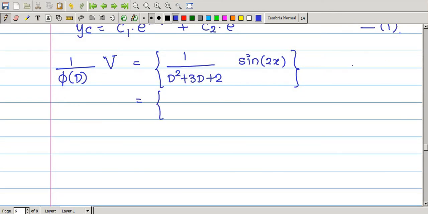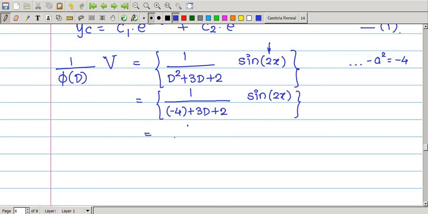So by shortcut method formula, for trigonometric function, we replace d square by minus a square. So value for a is 2. So minus a square will be minus 4. So we replace d square by minus 4 plus 3 times d plus 2 into sine 2x. So it is equal to 1 upon 3d minus 2 into sine 2x.